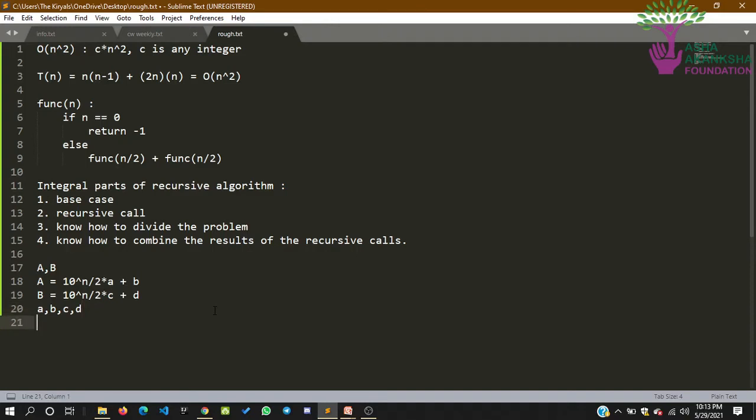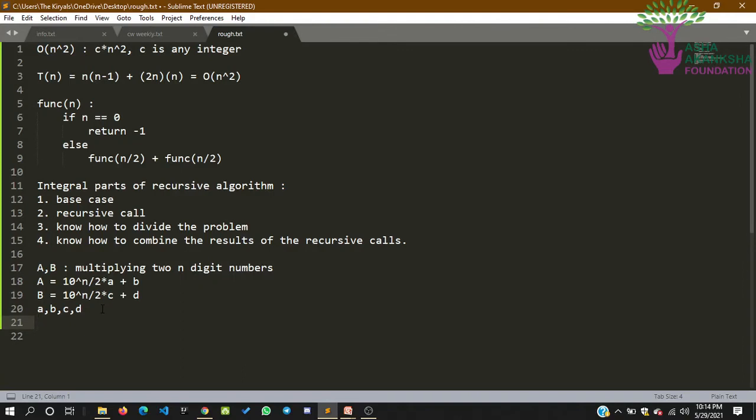Now you have to divide your main problem into a simpler problem which operates on the same principle. Like initially what you were doing, you were multiplying two n digit numbers, right? Now you have to divide this problem into a smaller, simpler version of the same problem.